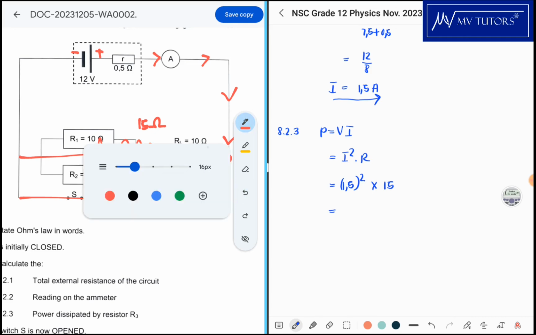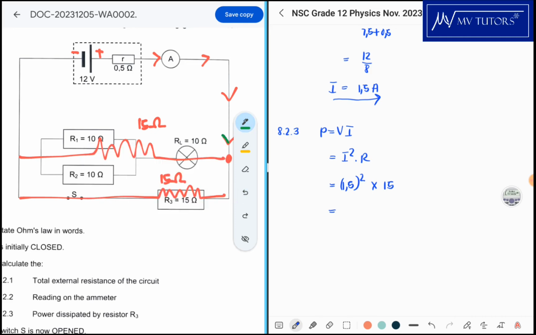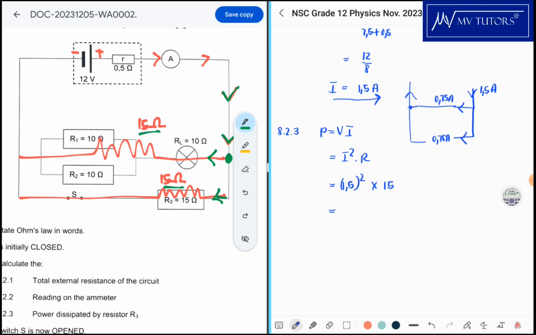Let me just use different colored pens. Okay, so this is our current. Once it reaches here, one portion goes there, the other portion goes there. And how this is divided will depend on the strength of the resistance. So because it's equal, your current as well, it comes in as 1.5 amperes, but as soon as it gets divided, it will actually divide by 2. So you're going to get 0.75 and then 0.75 amperes going through, and then it will meet up again, okay, over here, and becomes 1.5 amperes again.